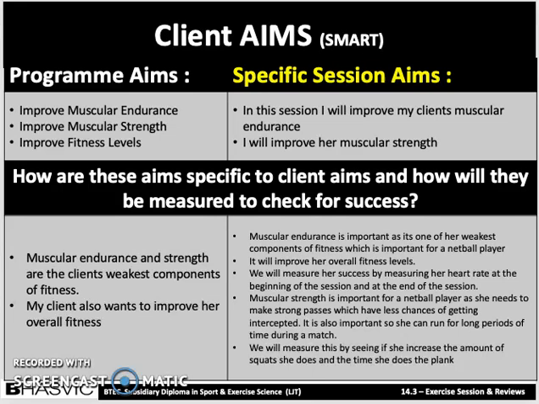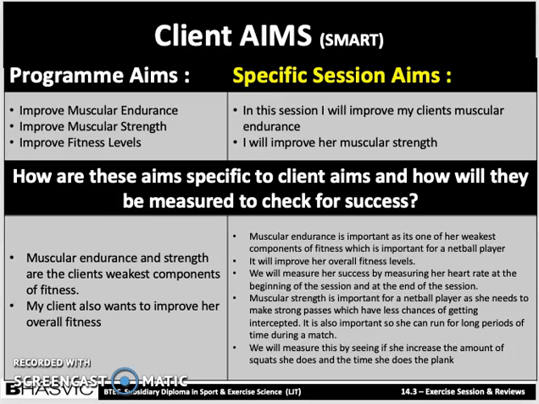Muscular endurance is important as it's one of her weakest components of fitness, which is important for a netball player as it will mean she can keep throwing long passes and keep shooting throughout the game. It will also mean that she can keep running for long periods of the game. Due to being one of her weakest components of fitness, it will improve her overall fitness levels as we will be working on her weaknesses.